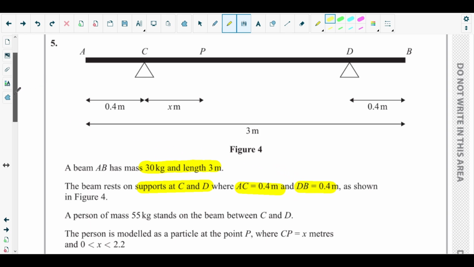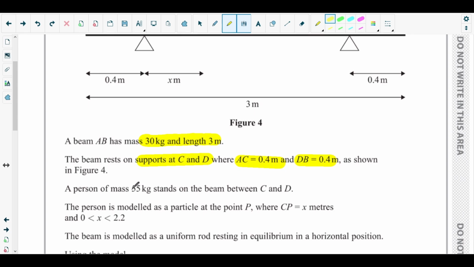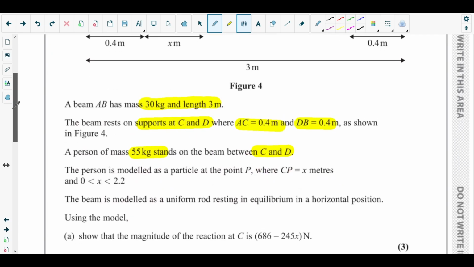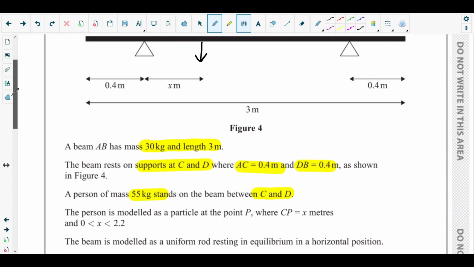We can see in figure 4 a person of mass 55 kg stands on the beam between C and D. The person is modeled as a particle at the point P. The person is basically standing here. So if the person is standing here, its weight is how much? 55 g, right? 55 g.